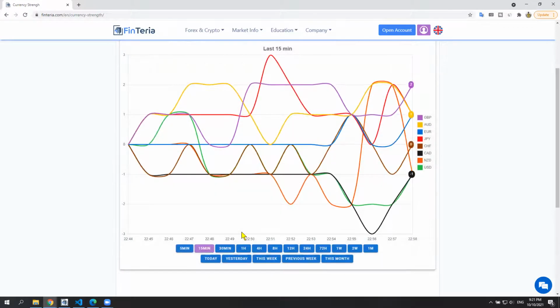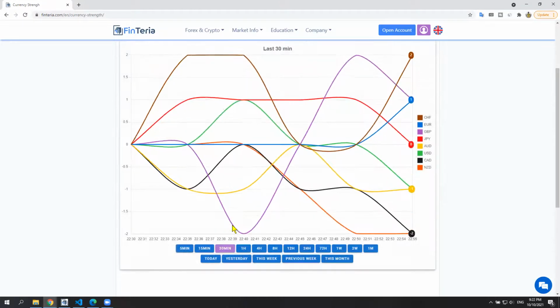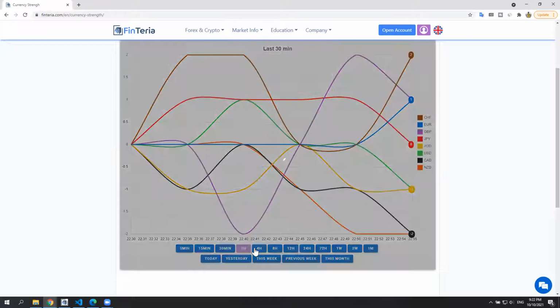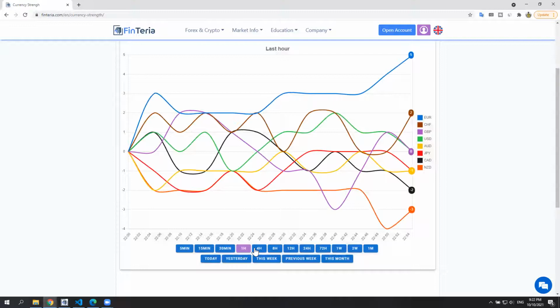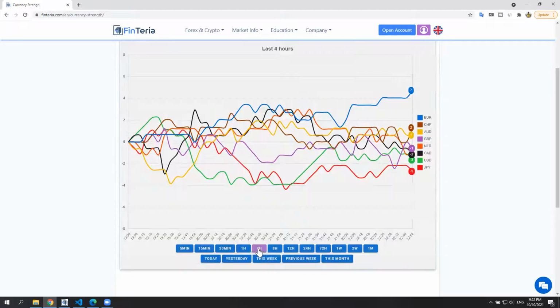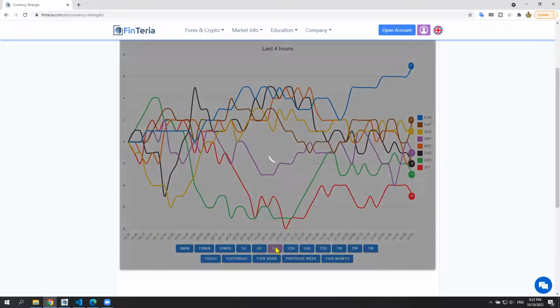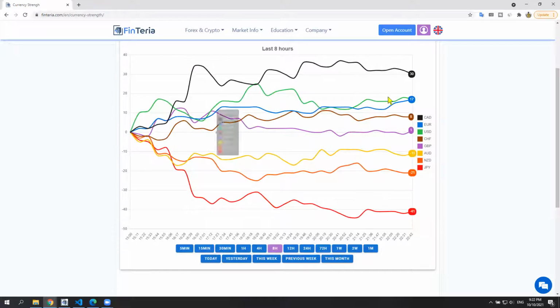Let's go to the 15 minutes. And here we see that the situation is pretty mixed. So we go higher to 30 minutes. Still, we see that the situation is very mixed. We continue further to 1 hour. So here, finally, we see some clear tendency on the euro and also on the New Zealand dollar. The euro gains 0.05%.